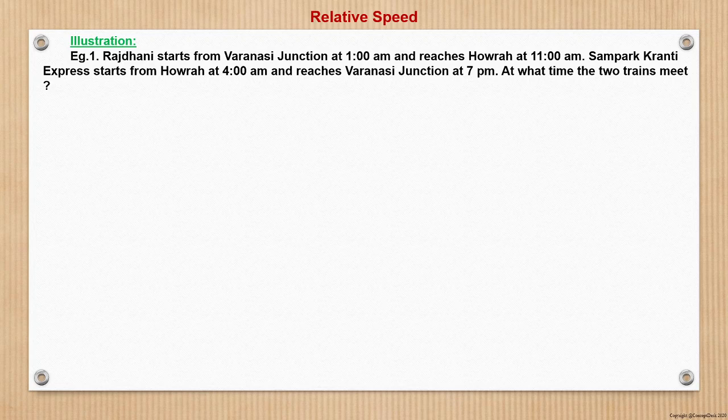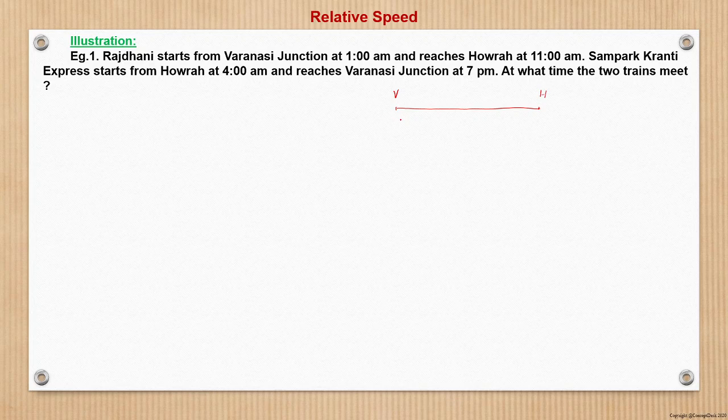So we'll start with example 1, which reads: Rajdhani starts from Varanasi junction at 1 am and reaches Howrah at 11 am. Sampark Kranti Express starts from Howrah at 4 am and reaches Varanasi junction at 7 p.m. At what time do the two trains meet? An important problem here. Let's see. First, we'll try to look at the problem pictorially. It says that there are two junctions, Varanasi and Howrah.